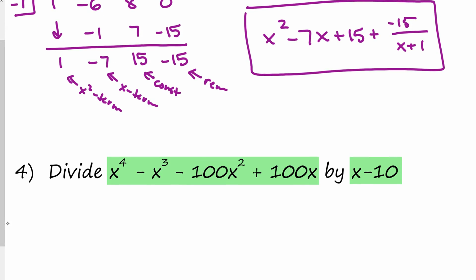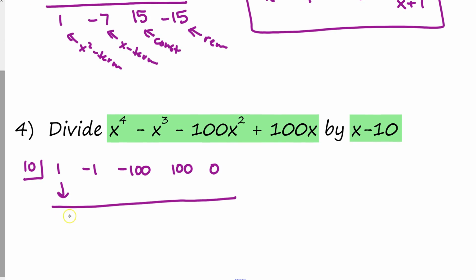Okay, if we're dividing by x minus 10, we're going to put a 10 in the box. We have 1x to the fourth, negative 1x cubed, negative 100x squared, 100x, and 0 to hold the place of the constant. Bring down the 1, multiply by the number in the box, write it down and add, we get 9. Multiply by the number in the box, write it down and add, we get negative 10. Multiply by the number in the box, write it down and add, we get 0. Multiply by the number in the box, write it down and add, we get 0.